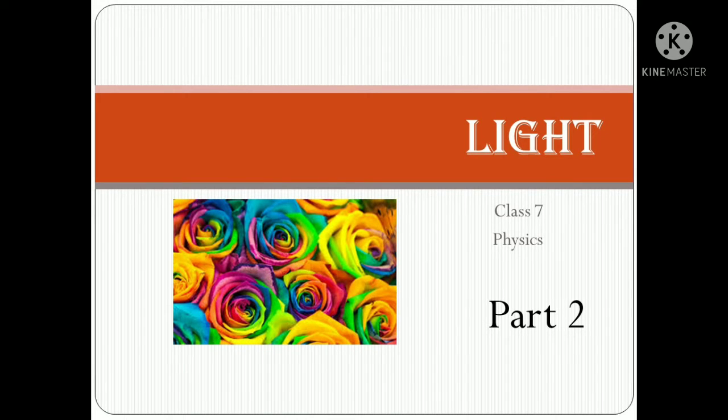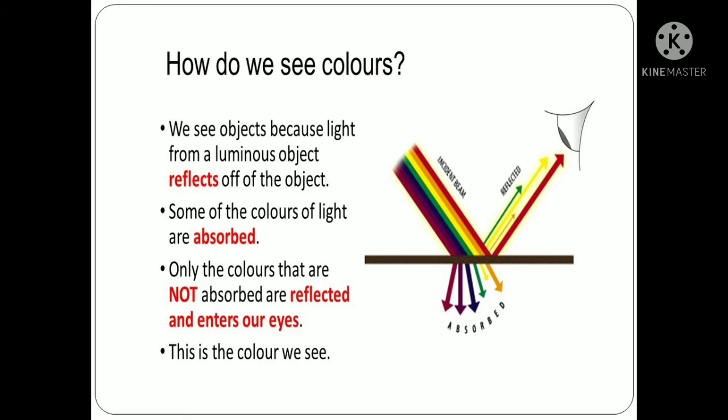Hello students, this is part 2 of this chapter. Here we are going to talk mainly about colors. This is part 2 of this chapter of class 7 physics. So let's start. How do we see the colors?